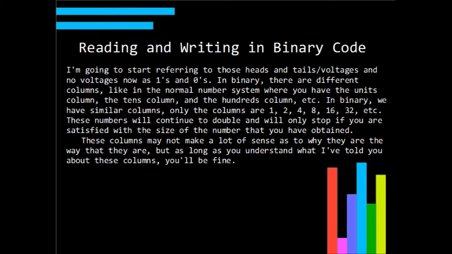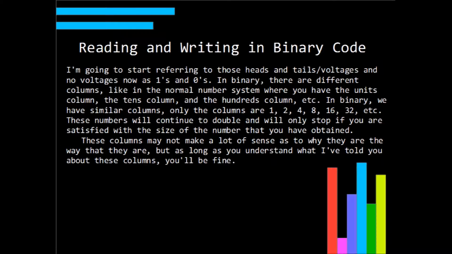So I'm going to start referring to the heads and tails that I explained in the information and electronics videos. Well, I'm going to change those to voltage and no voltage, or I might describe them as ones and zeros, however I feel. But ones and zeros, one would mean voltage, zero would mean no voltage. That's probably how I'm going to start referring to these heads and tails combinations.